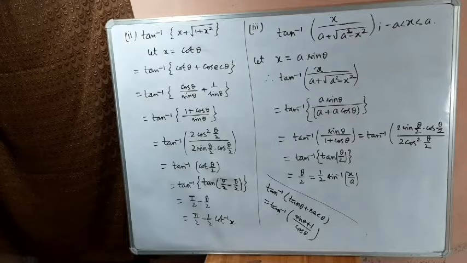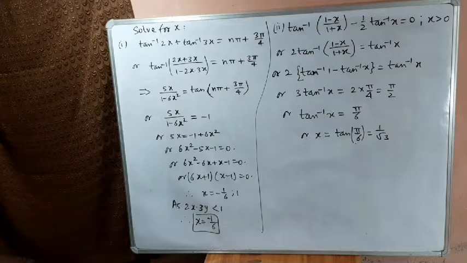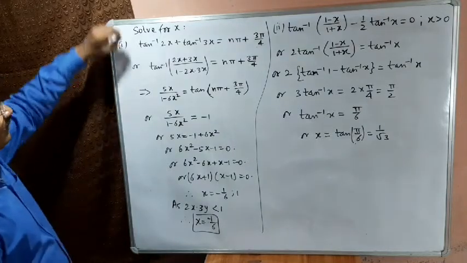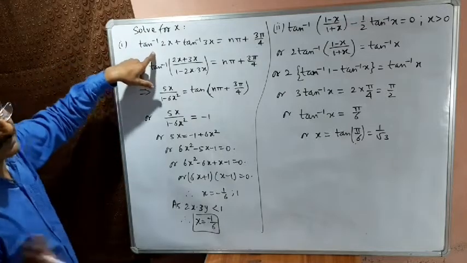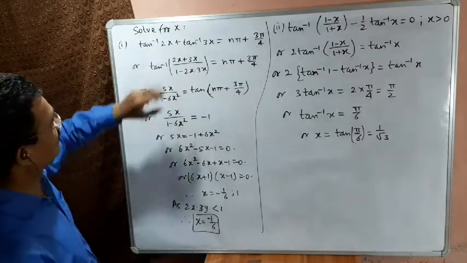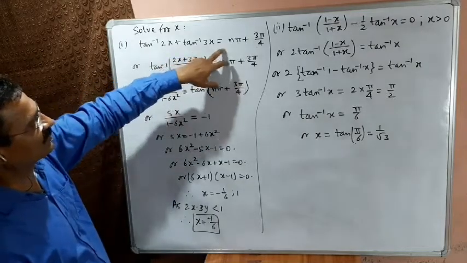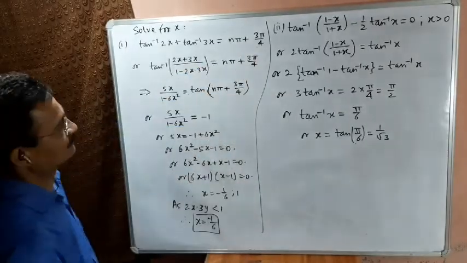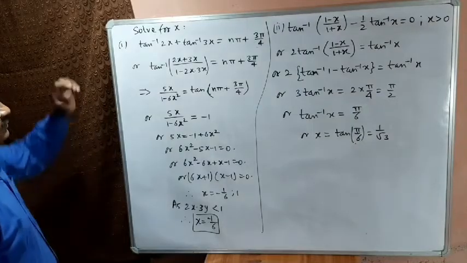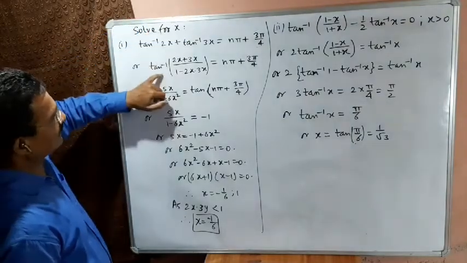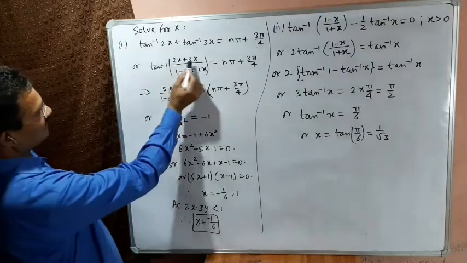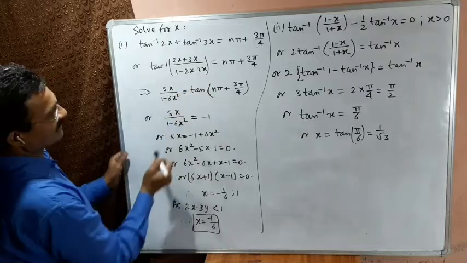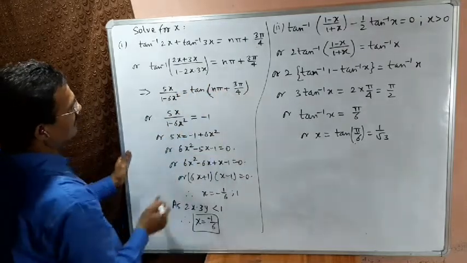Okay, we take the next problem. Next question I have taken: solve for x. That is, we have to solve this inverse trigonometric equation: tan inverse 2x plus tan inverse 3x equals n pi plus 3 pi by 4. Simply we use the formula tan inverse x plus tan inverse y equals tan inverse of (x plus y) by (1 minus x into y). Clear? (2x plus 3x) by (1 minus 2x into 3x) equals n pi plus 3 pi by 4.